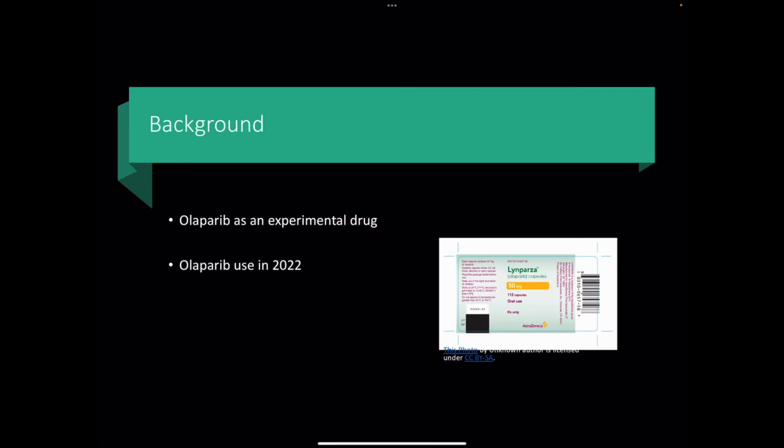Olaparib was the experimental drug used in this study and is a PARP inhibitor. Olaparib works by blocking the activity of PARP proteins, stopping activity of DNA replication in cancerous cells, and prevents cancer growth. Olaparib is used as different types of treatment as of 2022. It is used for maintenance therapy, active therapy, and adjuvant therapy.